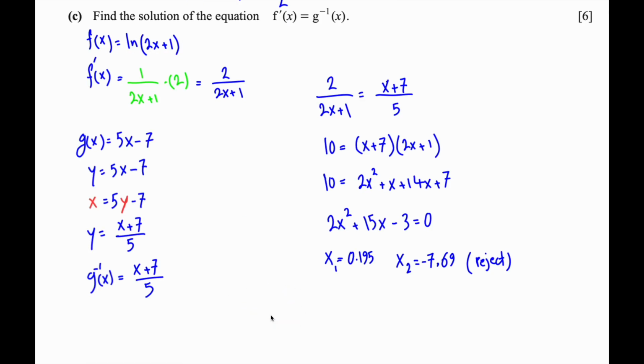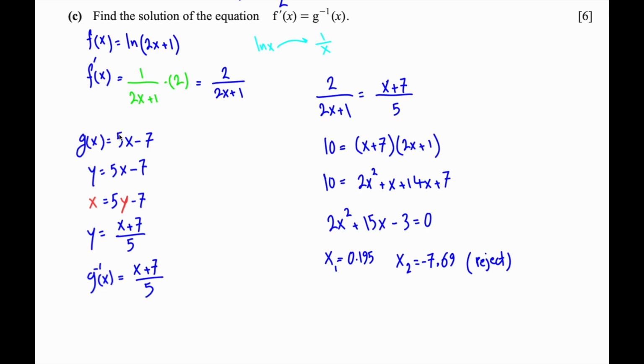In part C, I have to find the solution of the equation f prime x, or the first derivative of f, equals the inverse function of g. So that means I need to find these two guys first and then put them equal to each other. So f of x, I have written it here again. If you want to take the derivative of ln, you can refer to the formula. So the derivative of ln x is basically 1 over x. However, here I have to use the chain rule. That means I get 1 over the argument of my logarithm, which is 2x plus 1, multiplied by the derivative of inside, which is 2. Therefore, I get this fraction.